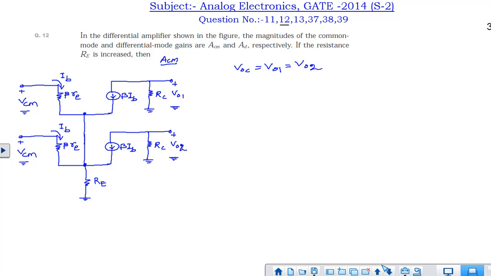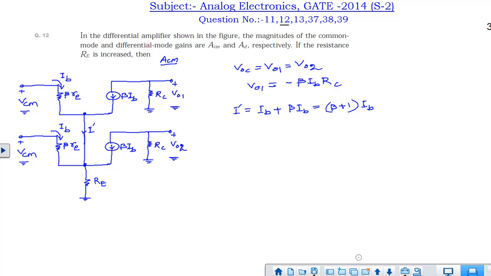Okay, so the common mode output voltage is nothing but V01, we can write V01 is the same as the common mode output voltage. V01 we can write as beta IB into RC. Okay, and beta IB will be flowing in the upward direction, so it will have a negative sign, that is minus beta IB into RC. Now we will try to find out what IB is in terms of VCM. For that we have to apply KVL across this loop. Suppose I dash is the current that is flowing through this branch. I dash is nothing but IB plus beta IB, that will give us beta plus 1 IB. Okay, beta plus 1 IB.